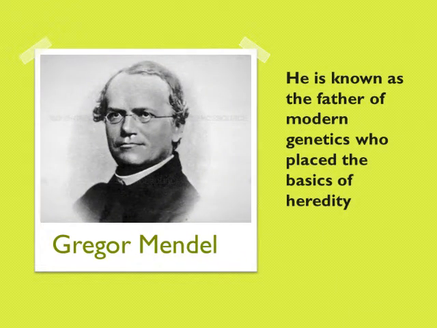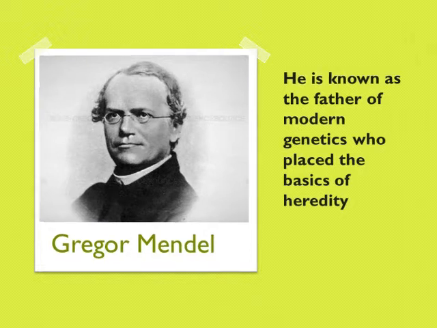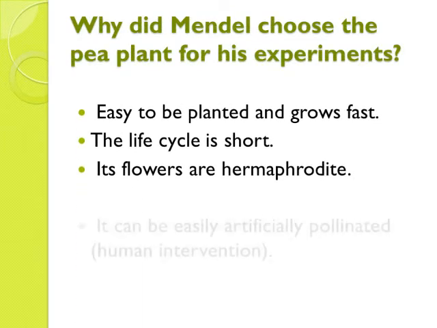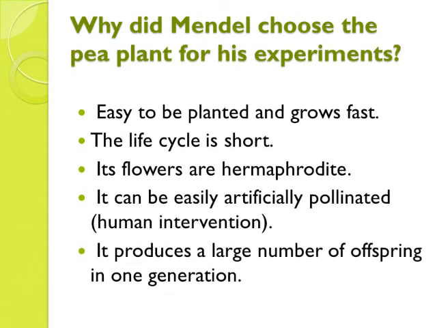Gregor Mendel is the father of modern genetics who placed the basics of heredity. Why did Mendel choose the pea plant for his experiments? That's because the pea plant is easy to plant and grows fast. It has a short life cycle. Its flowers are hermaphrodite. It can be easily artificially pollinated. It produces a large number of offspring in one generation.